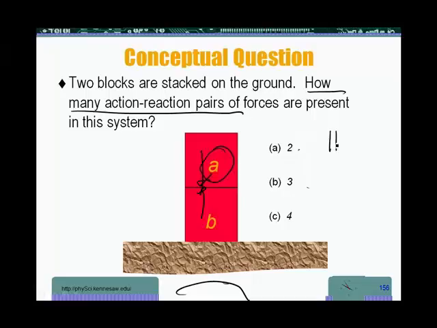Okay. Third, let's consider B. Block B is going to pull up on the Earth with the gravitational force, and the Earth is going to pull down on block B with the gravitational force. That's another pair.